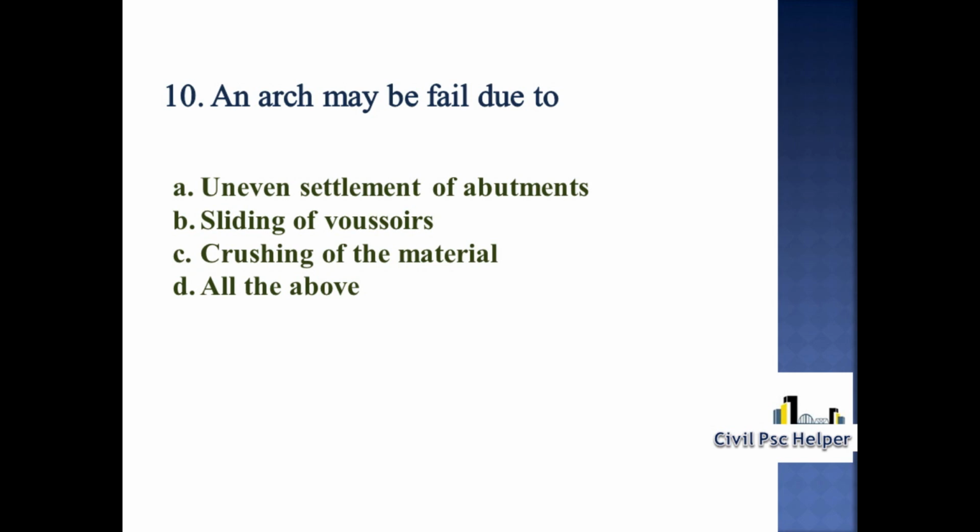Tenth question. An arch may fail due to option A uneven settlement of abutments, option B sliding of overseers, option C crushing of the material, option D all the above. An arch may fail due to all the above. That is, an arch may fail due to uneven settlement of abutments, sliding of overseers and crushing of the material. So, option D is correct.